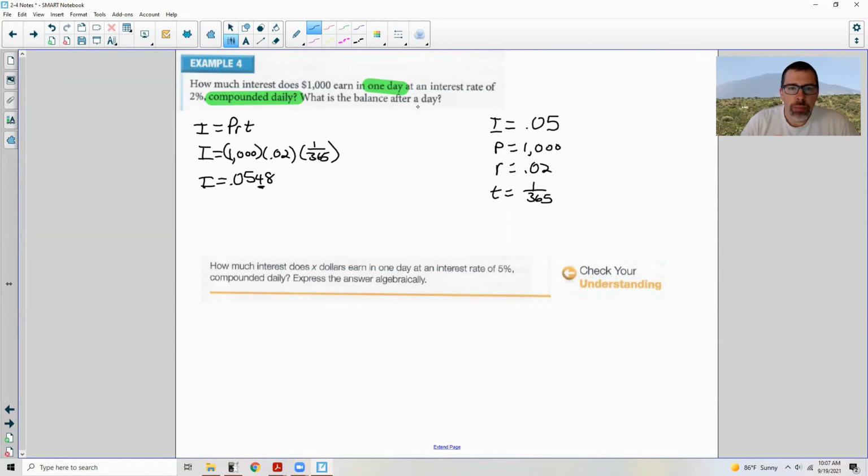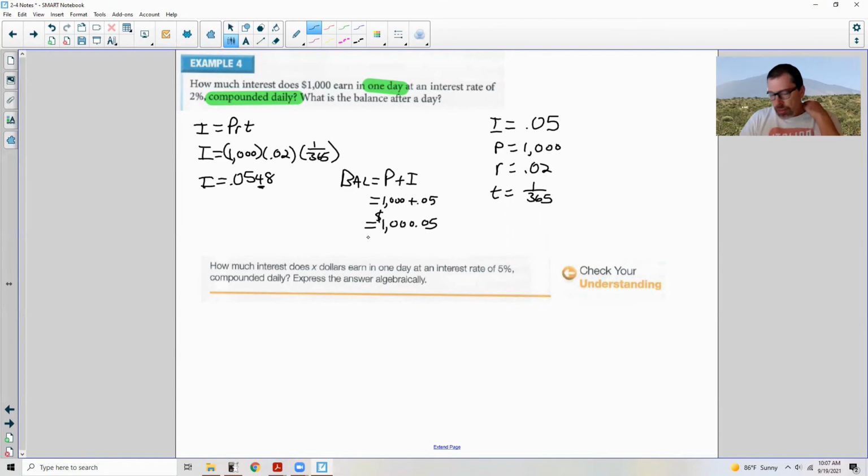So it says, what is the balance after a day? Balance equals principal plus interest. And therefore that is 1,000 plus 0.05. So the balance after 1 day would be $1,000.05.